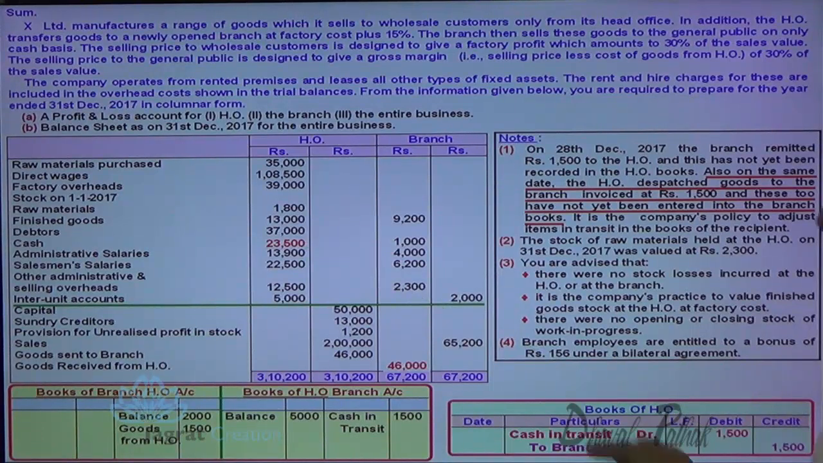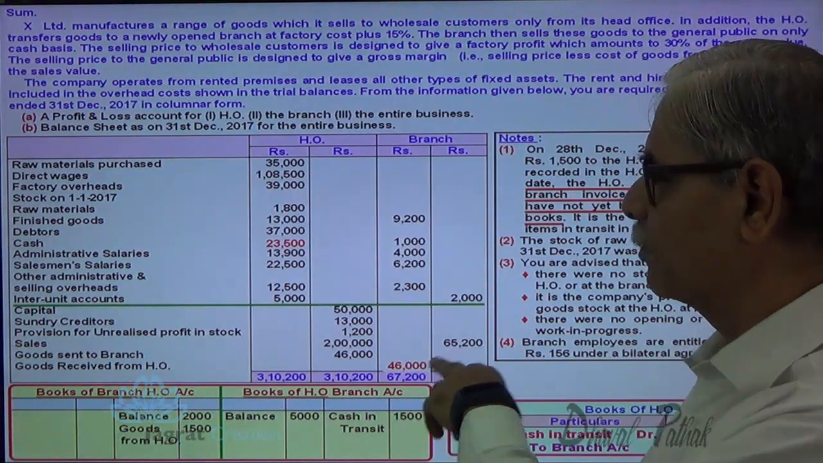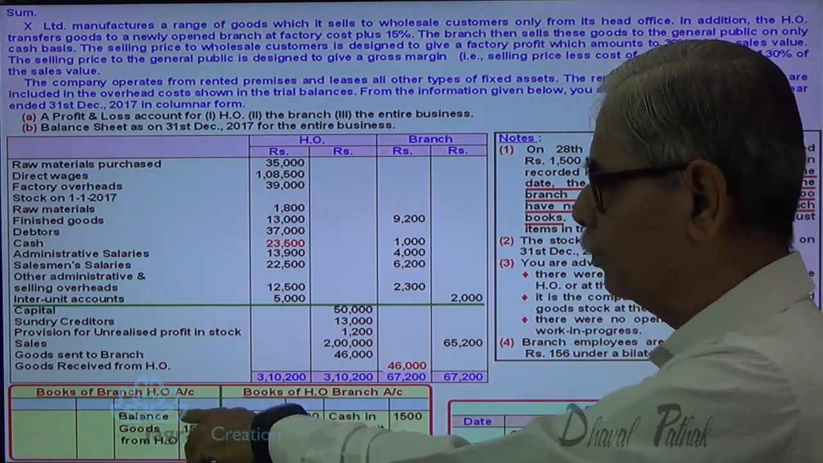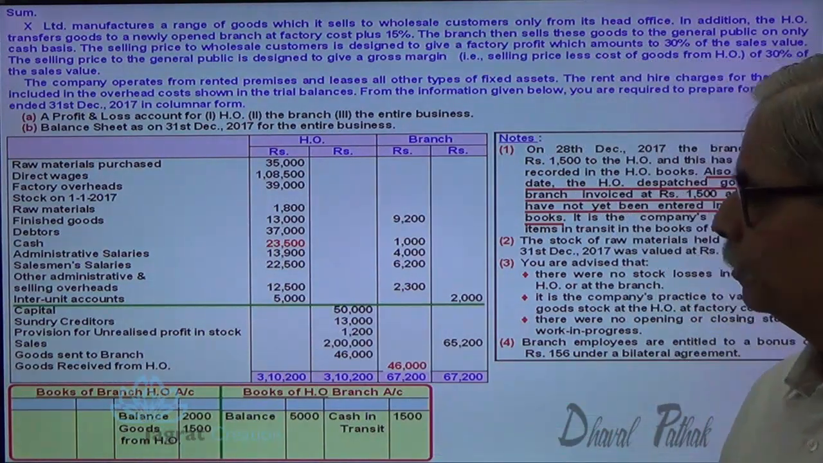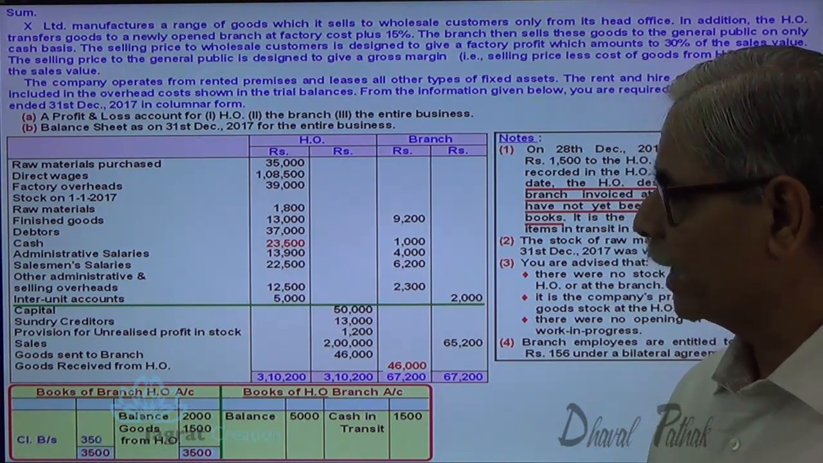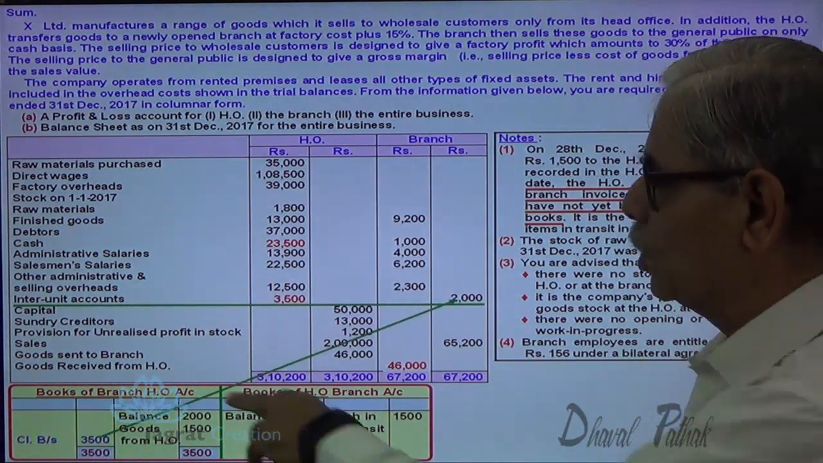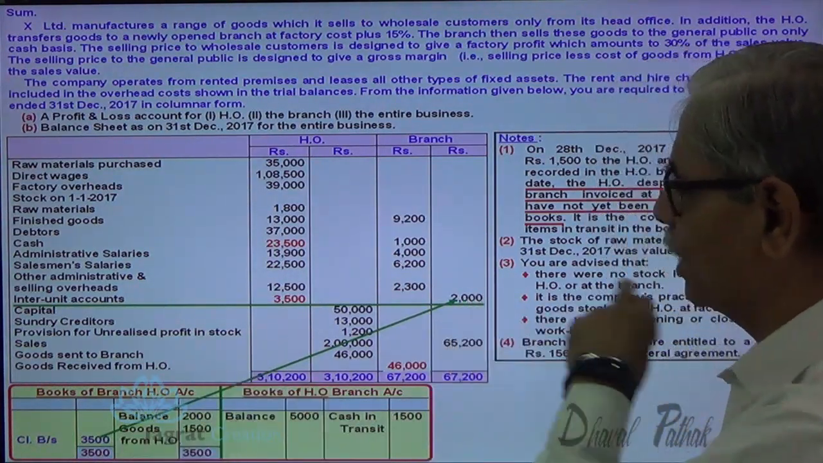So in light of this cash in transit, this cash balance is changed. In light of this goods in transit, the goods received from HO is changed. And now the balance in this HO account and branch account I will work out. So 3,500 is the credit balance of HO account. So books of branch HO account 3,500. This 2,000 has changed to 3,500.